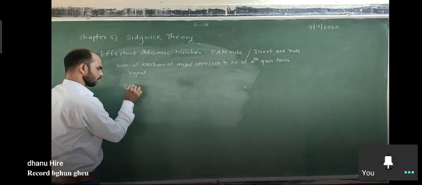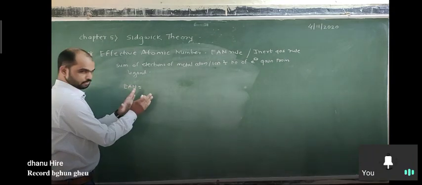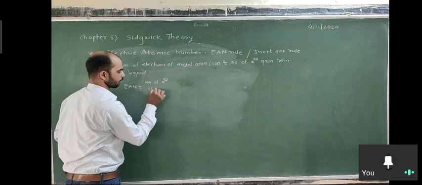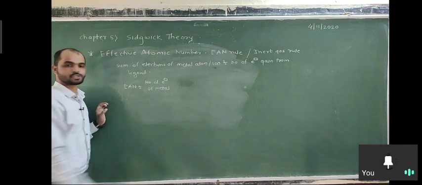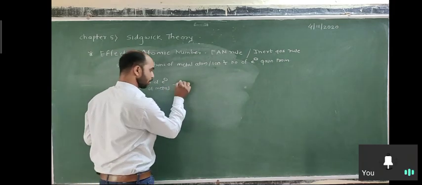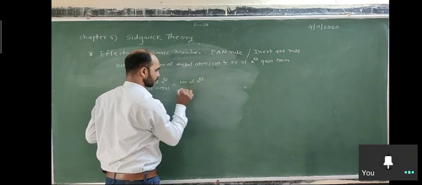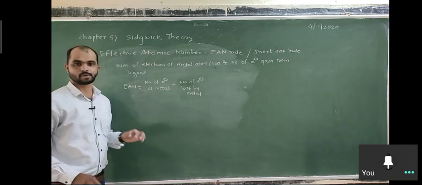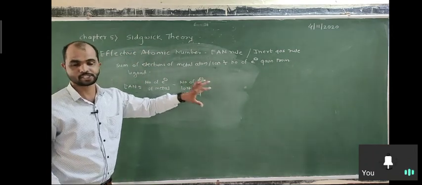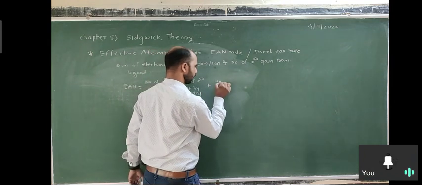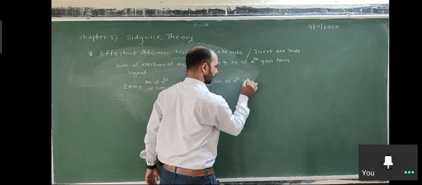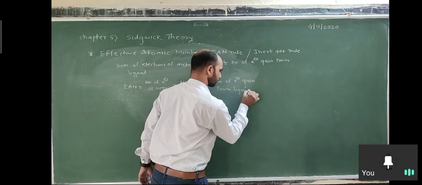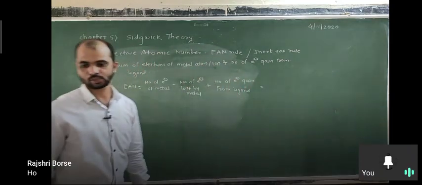So how do we calculate the EAN rule for any complex? EAN is equal to the number of electrons of the metal, minus the number of electrons lost by the metal when the complex is formed, plus the number of electrons gained from the ligands, is equal to how much?